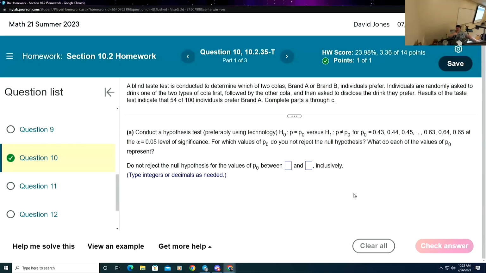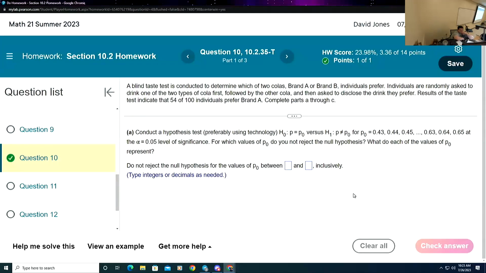Okay, number 10 is a blind taste. I'll write all this information down in a second, but just reading it to you: a blind taste test is conducted to determine which of 2 colas, brand A or B, individuals prefer. Individuals are randomly asked to drink one of the 2 types of cola first, followed by the other cola, and then asked to disclose the drink they prefer. Results of the taste test indicate that 54 out of 100 individuals prefer brand A. Complete parts A through C.